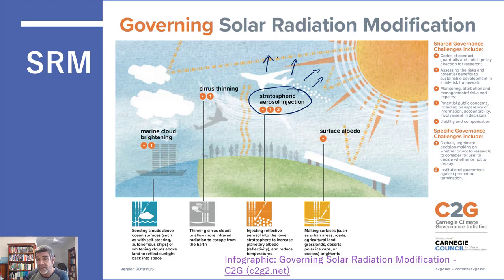If not as much solar radiation reaches the Earth's surface, then less of it hopefully will then be around to continue that idea of increased temperatures. Cirrus thinning is another strategy that comes under the SRM label, and also surface albedo.